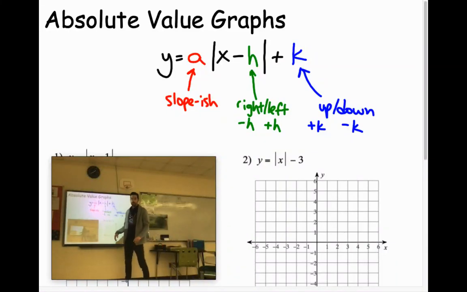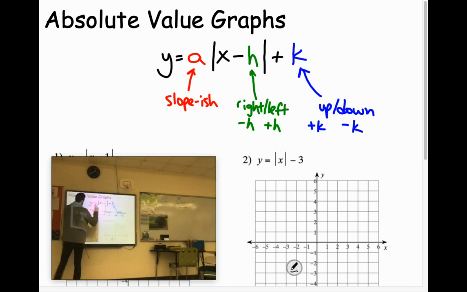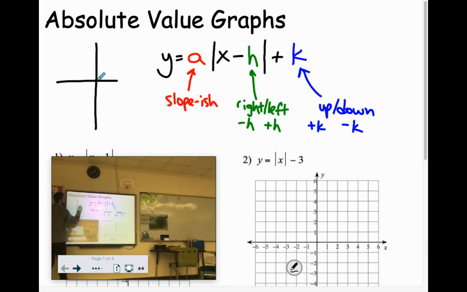Absolute value graphs look like a V when you make straight lines like that. It's called a parent function, the starting graph of the absolute value. Now, if we were to choose points to put into the equation y equals the absolute value of x, what's the absolute value of 0? 0. So you'd have a point at 0, 0.